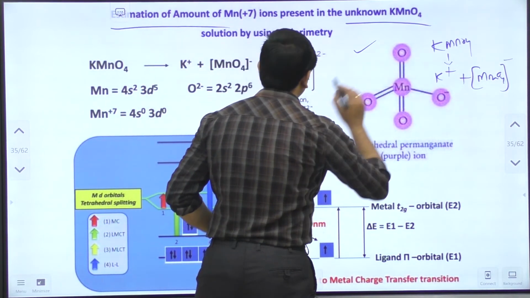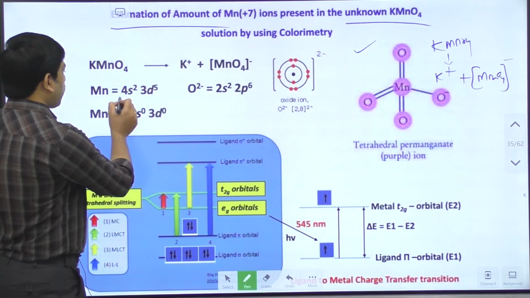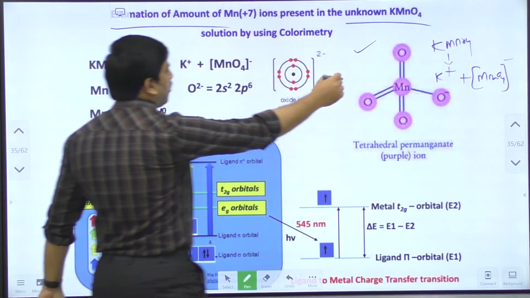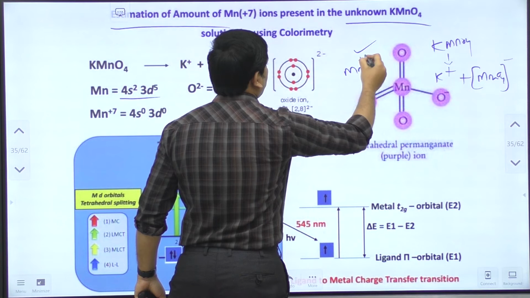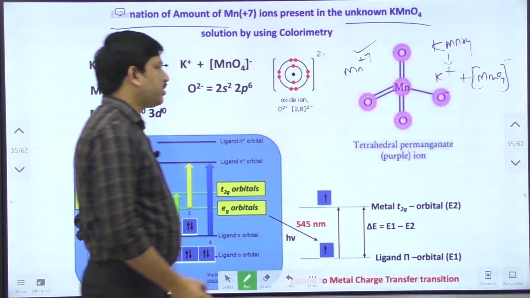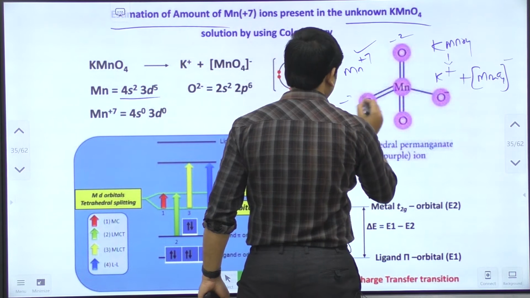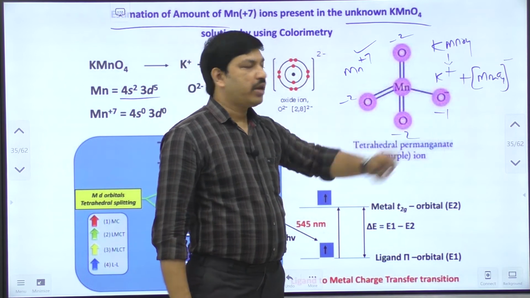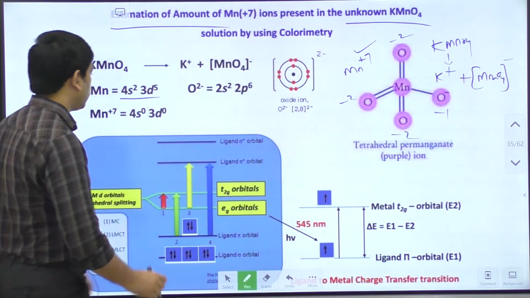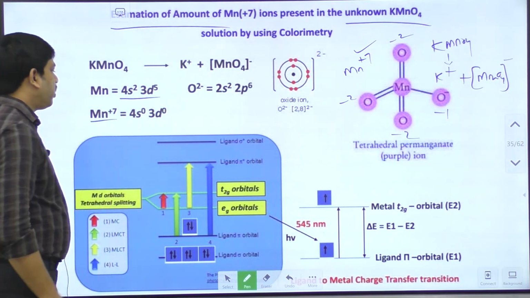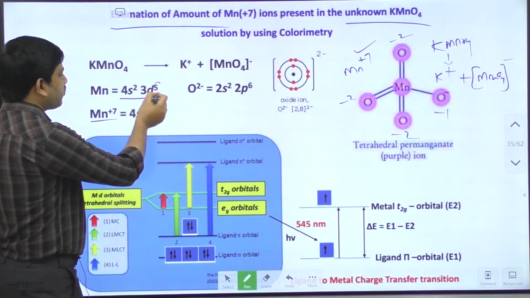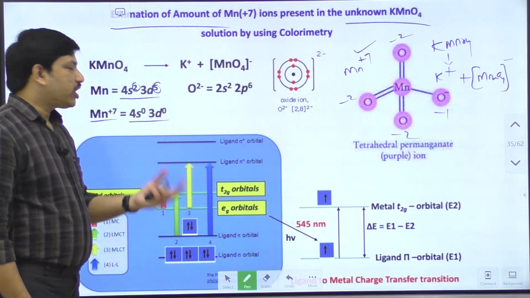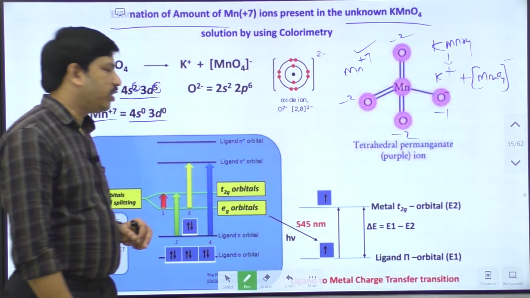Okay, if you see the manganese electronic configuration, generally it is 4s2 3d5, but in this case manganese is available in the +7 state, because this is -2, this is -2, this is -2, this is -1. So -6 and -1, and the corresponding charge is -1, so manganese is available in the +7 state. +7 means these 5 electrons and these 2 electrons are both removed. That means it has a 4s0 3d0 configuration.